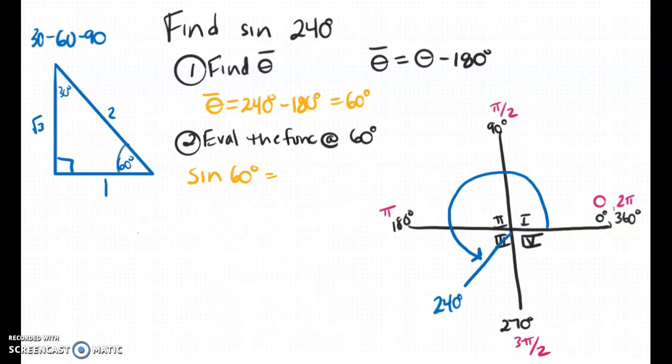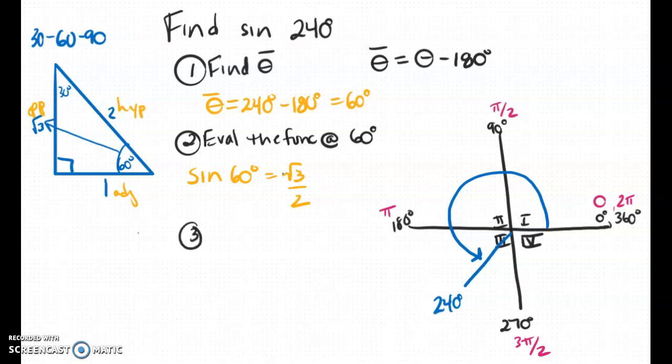So 60 degrees is here. The sine is the opposite over the hypotenuse. So we're going to say that would be the square root of 3 over 2, because this would be opposite, this would be adjacent, and this would be hypotenuse. So now that we have that, that is the sine of 60.